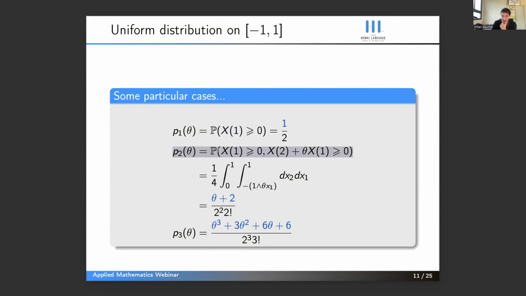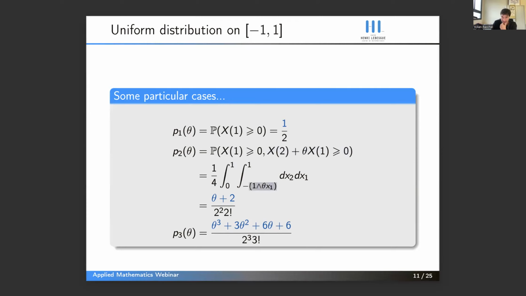So now I have two conditions. The first variable should be positive, and the second one should be non-negative as well. So it's a double integral. And so x1 has to be positive, so everything is okay.